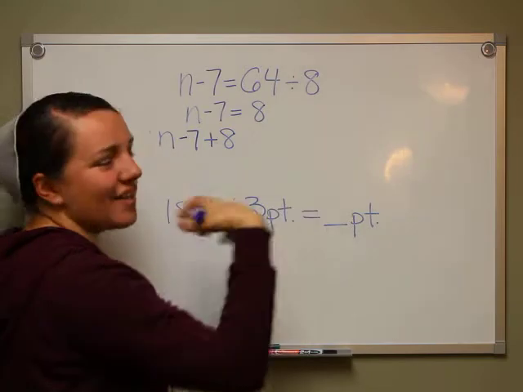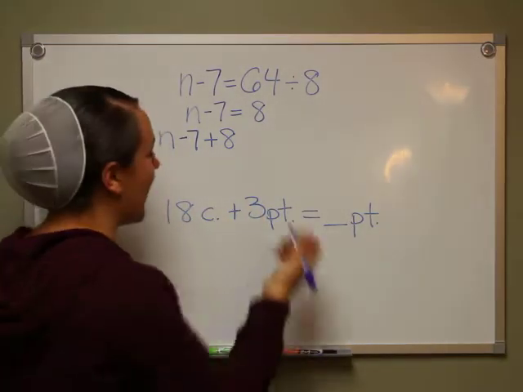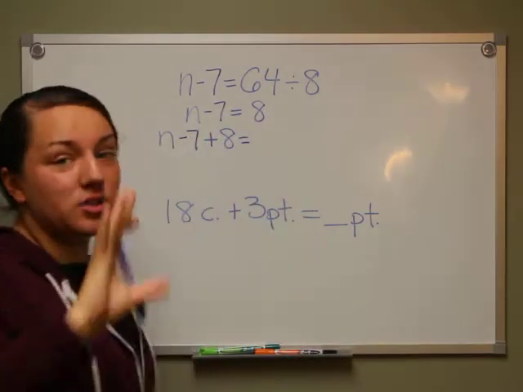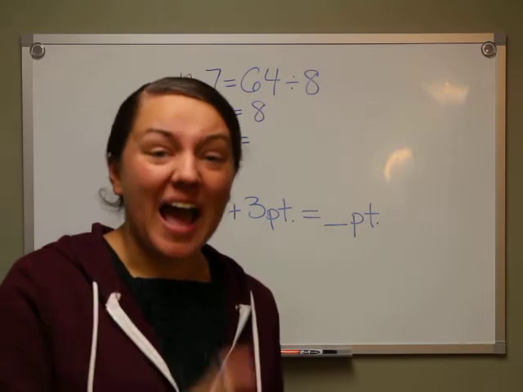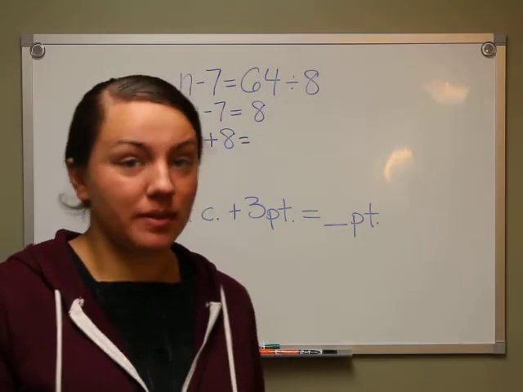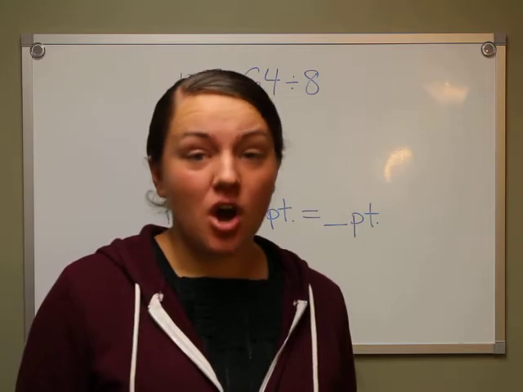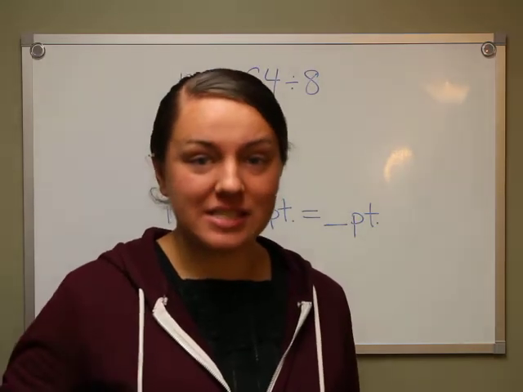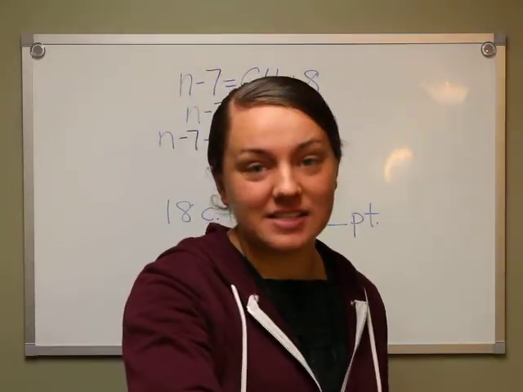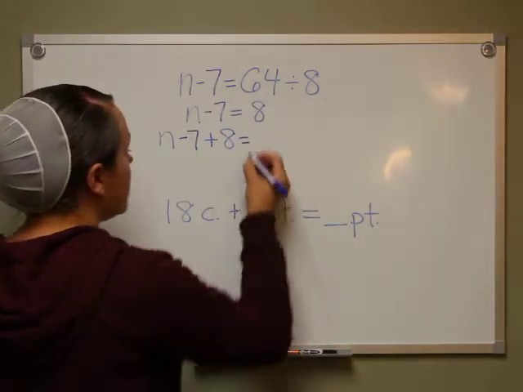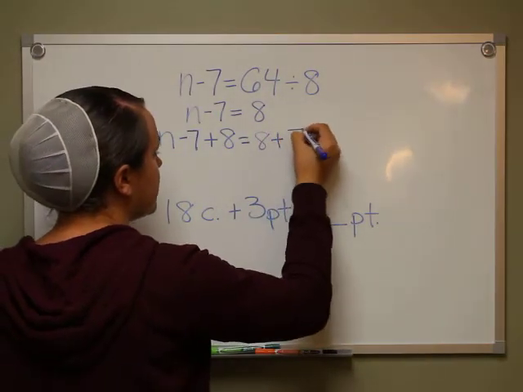Okay, so we're going to go n minus 7 plus 7. Now I'm just doing this all in a line now like they did in your book, okay? Equals, now what we do to one side of the equation, we have to do to the other side of the equation, because remember, equations are mathematical sentences in which one side equals the same amount as the other side. So we have equals 8 plus 7.